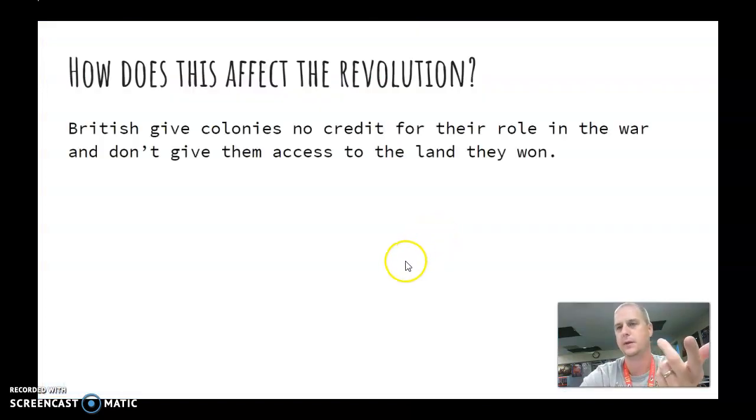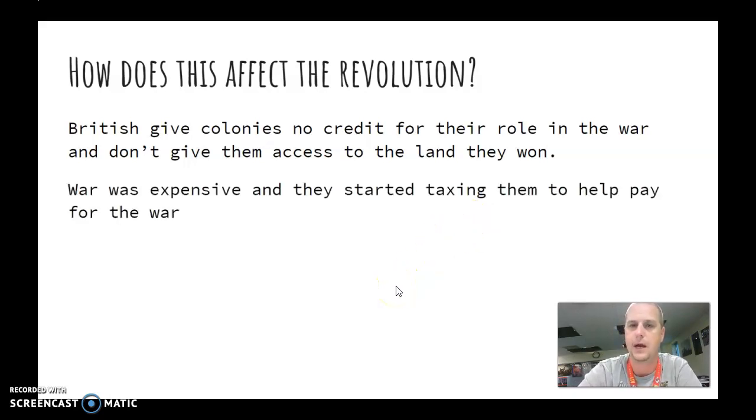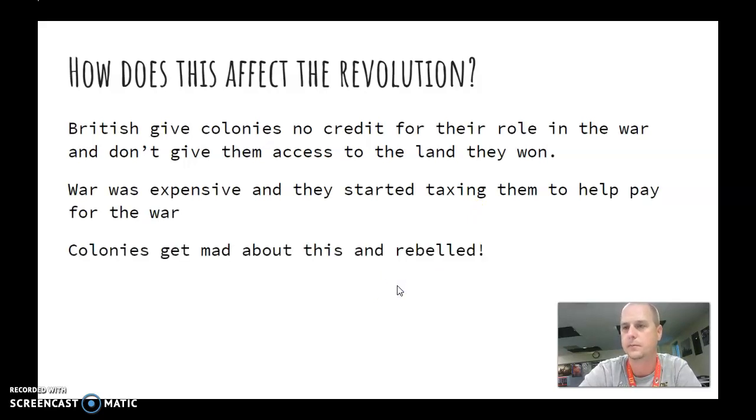So how does this affect the revolution? Kind of just talked about it. The British give colonists no credit for the role in winning the war. They don't give them access to that land out west. And so the colonists are very upset. And the colonists are going to start getting taxed. So the war was very expensive, and they start taxing them to help pay for the war. And the colonies get mad about this, and they are going to rebel.